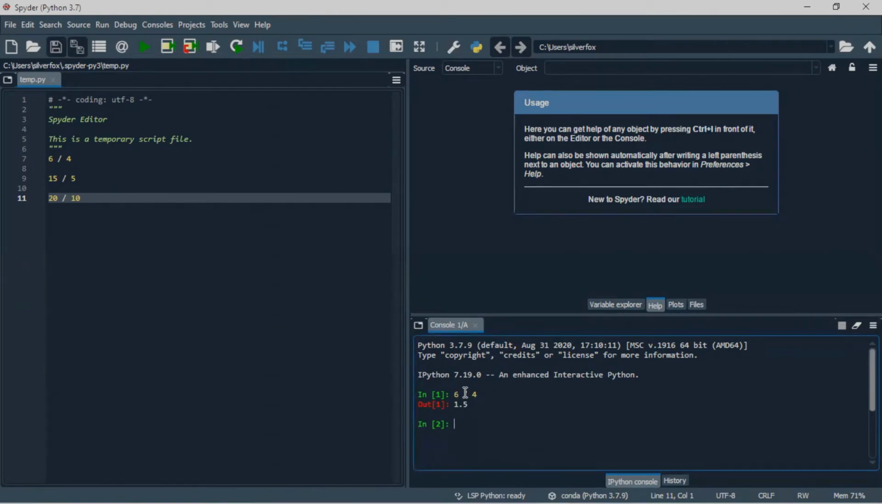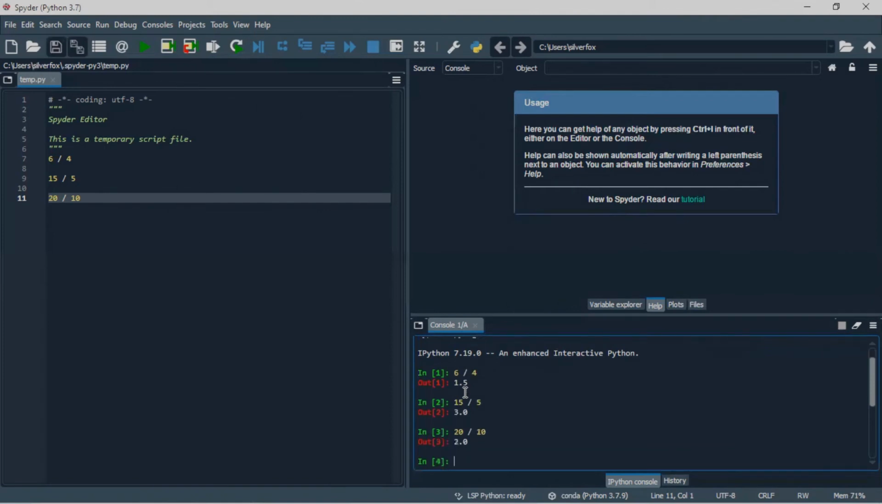So now for the next division, the example is going to be 15 divided by 5. That is 3.0. And for our last example is 20 divided by 10. That is 2.0.